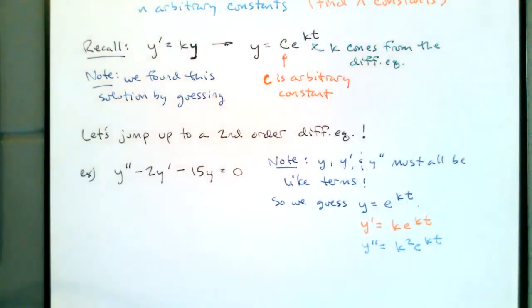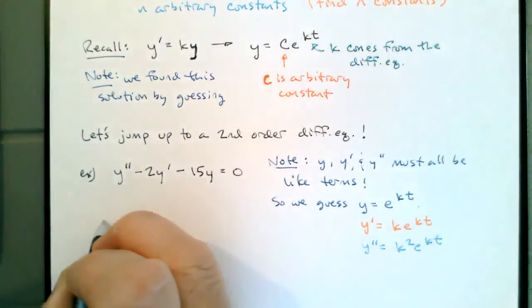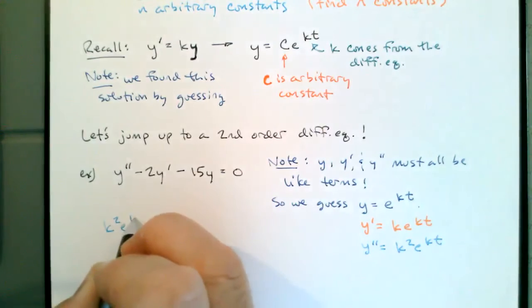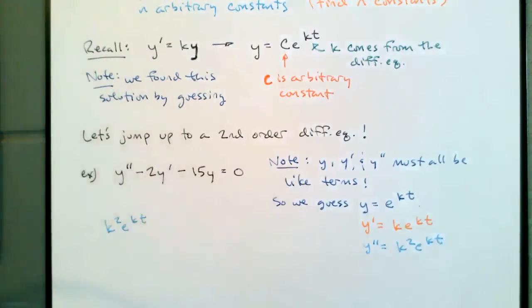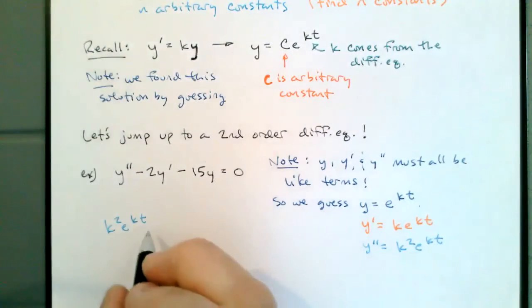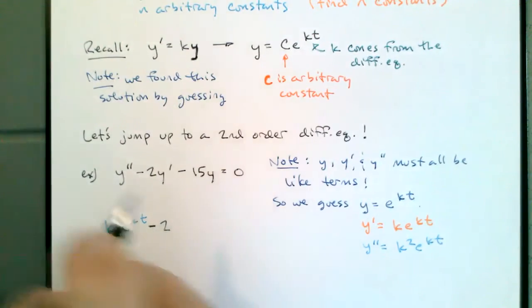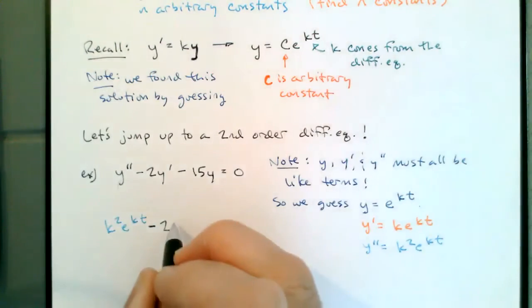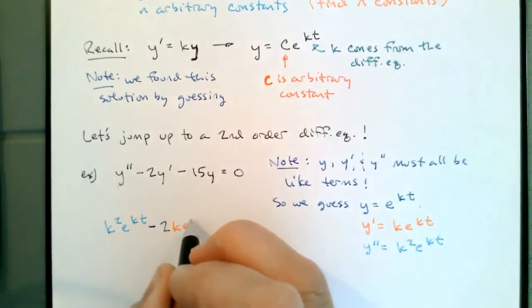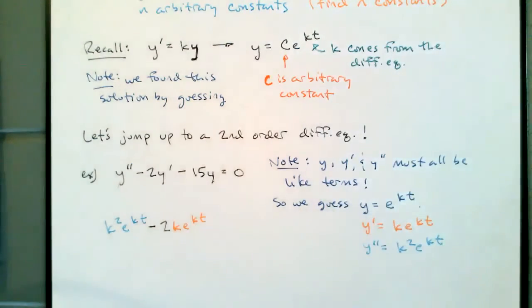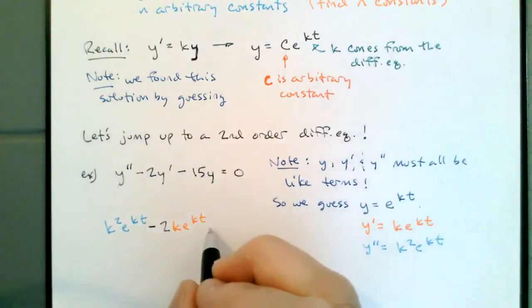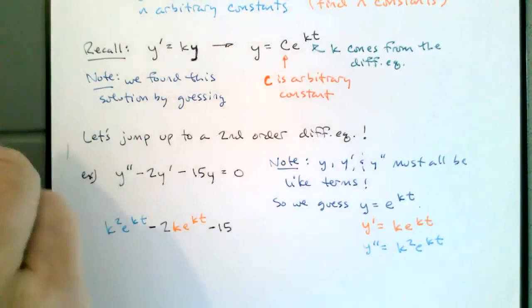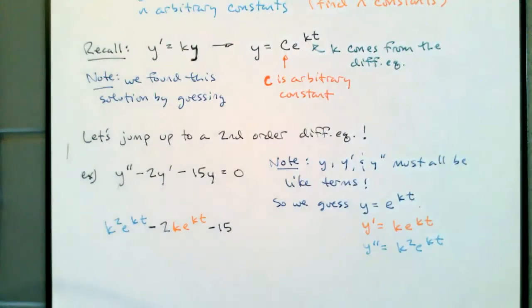Once we make a guess, we take our guess and put it back into the equation to see what k will have to be to make it work. So I'm going to have k squared e to the kt, that's the y double prime, minus 2 from the equation, y prime, which is k e to the kt, minus 15 from the equation, and then y is e to the kt.